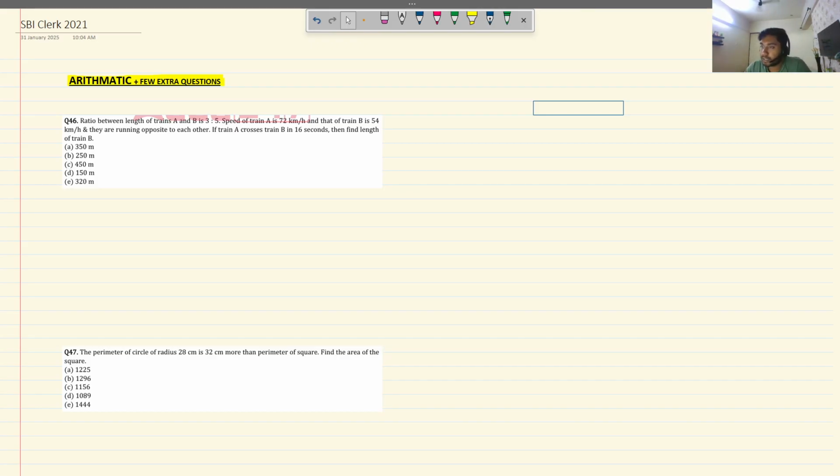Let's read it. Ratio between length of trains A and B is 3:5. Speed of train A is 72 km per hour, and that of train B is 54 km per hour, and they are running opposite to each other. If train A crosses train B in 16 seconds, then find the length of train B. For this type of question, if you have not understood yet, you can pause and read the question again to understand what it's saying.